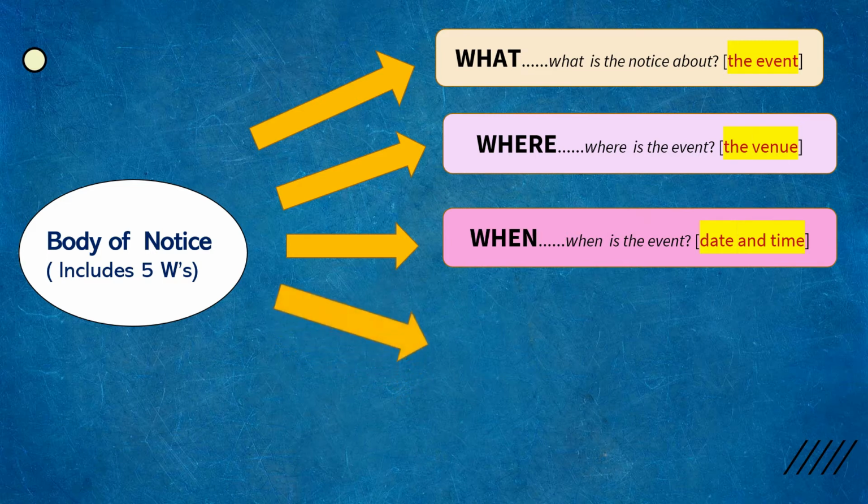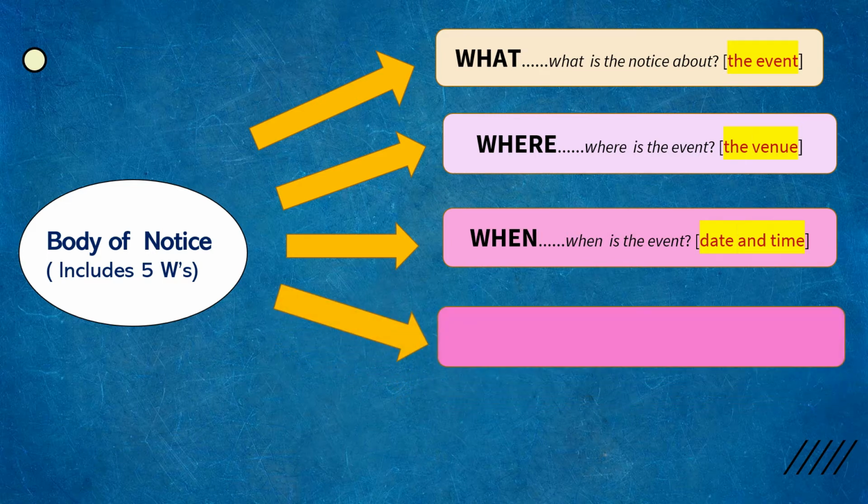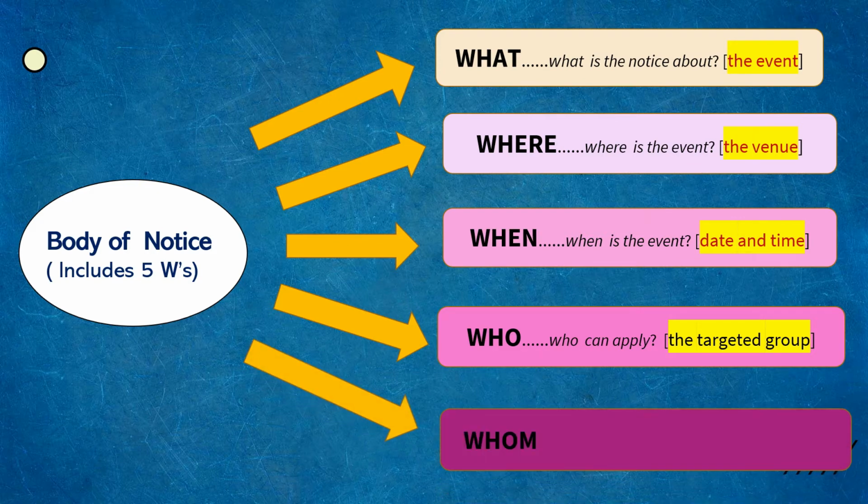After this comes who. The person or the people to whom the notice is addressed to, that is the target group, should be written clearly. It is an important detail as it will help to remove confusion. And the last thing is whom. You should add the contact details of the person or the issuing authority who can be contacted in case of any emergency or query.